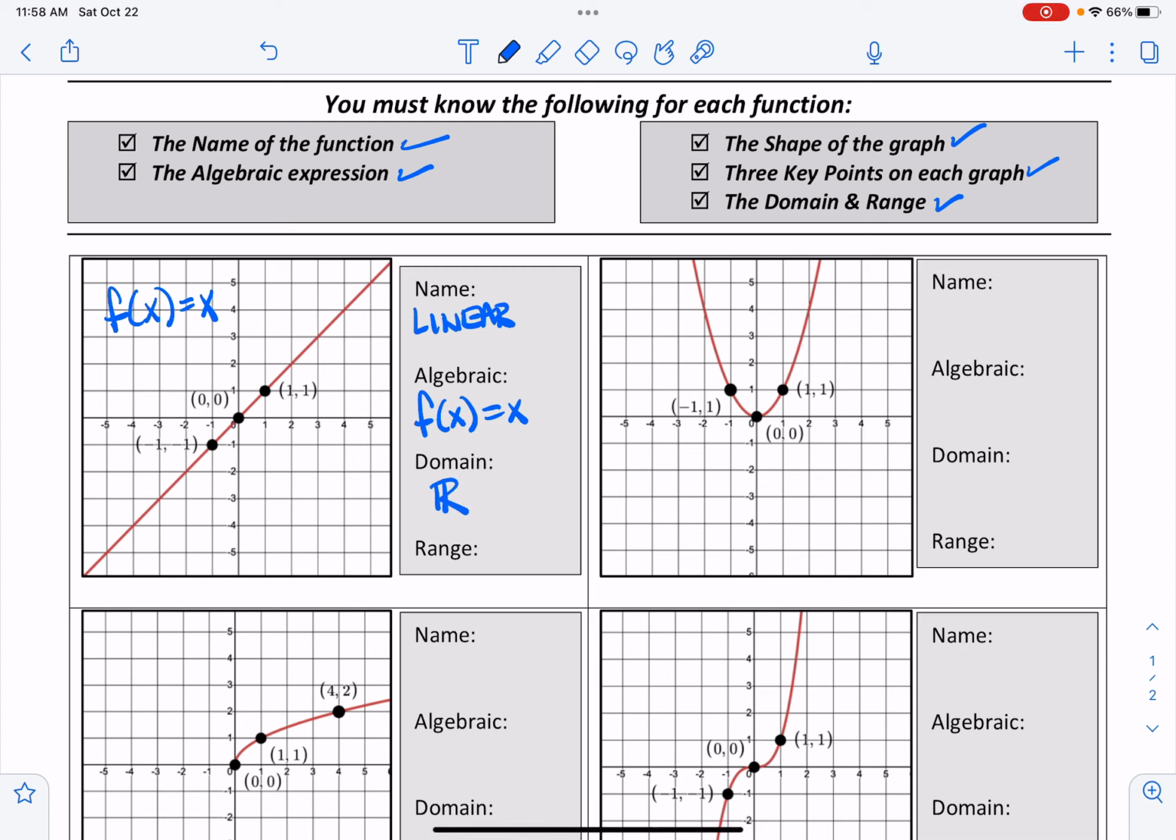And then similarly for the range, is there any spot on the y-axis that I can't point to or have an output, if you will? And the answer is no as well. So in this case, the range is also all real numbers, and that's how you can represent that. The second one over here is quadratic.